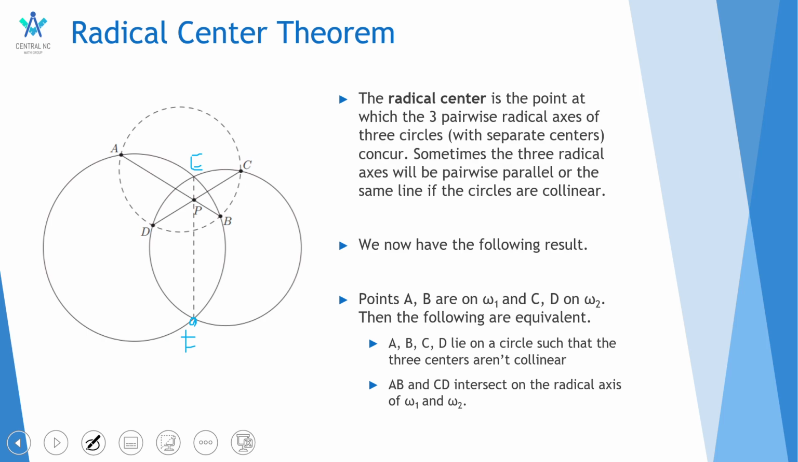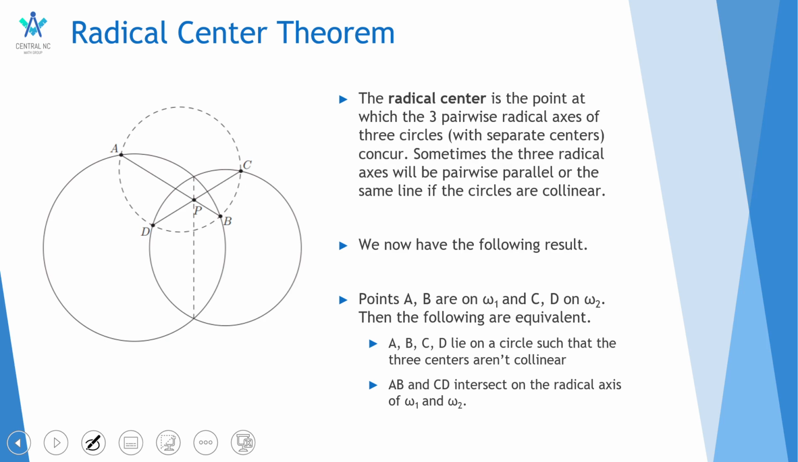And they must be separate, yeah. So now we can have the following result. If points A, B are on omega 1 and C, D are on omega 2, then the following are equivalent: A, B, C, D lie on a circle such that the three centers aren't collinear, and AB and CD intersect on the radical axis of omega 1 and omega 2. What I mean by them being equivalent is that if one is true, then the other must also be true, and if one is false, then the other must also be false.